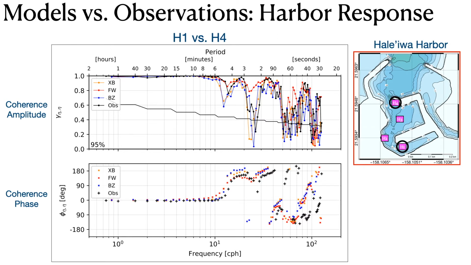At periods shorter than approximately 60-70 seconds, there is little agreement between the coherence phase of the model and the observation. This is because the coherence amplitude is statistically insignificant at the 95% level, and the corresponding coherence phase values are meaningless.